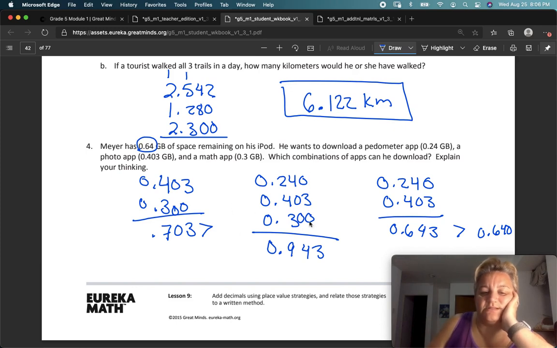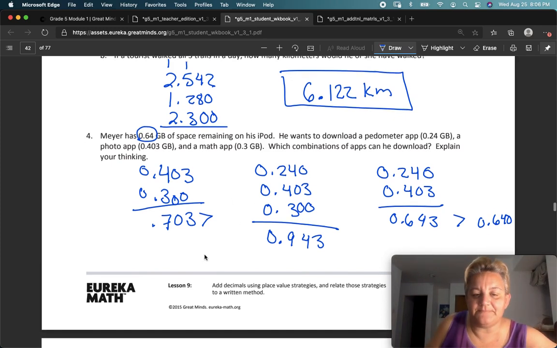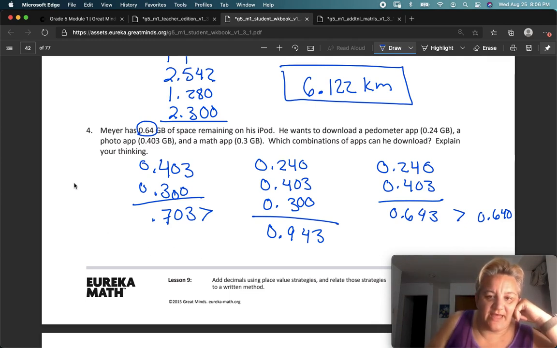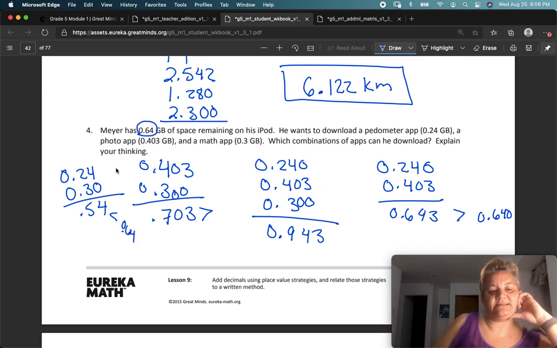What about the 2 smallest ones? Could he get the math app and the pedometer app? Let's try that. 0, 2, 4 plus 0, 3, and then I'm going to add a 0 just to make it easier. 4, 5. That is, in fact, smaller than 64 hundredths. So yes, he could get the photo app. No, wait. Which one? Sorry, the pedometer app.